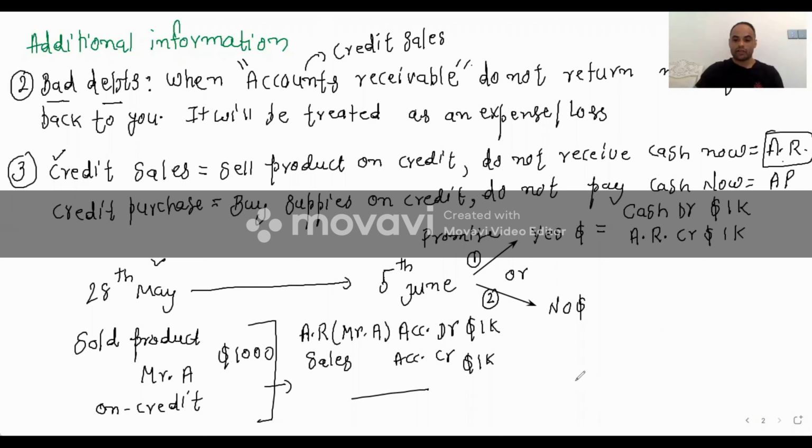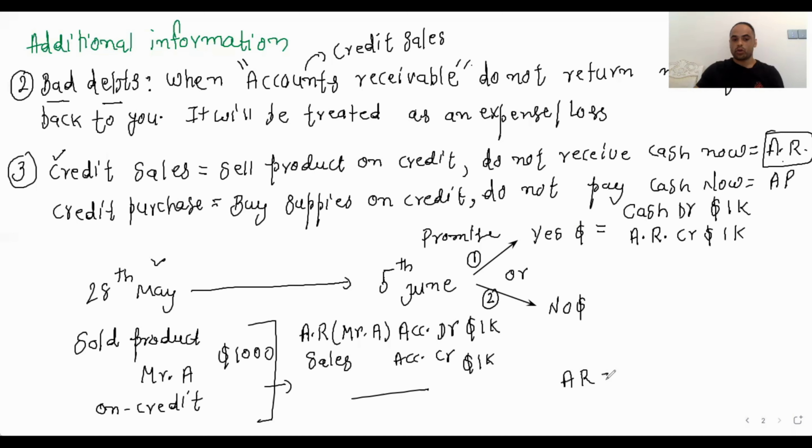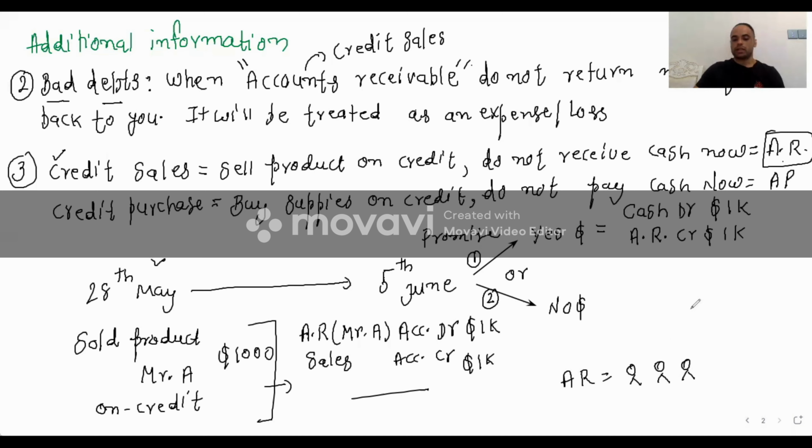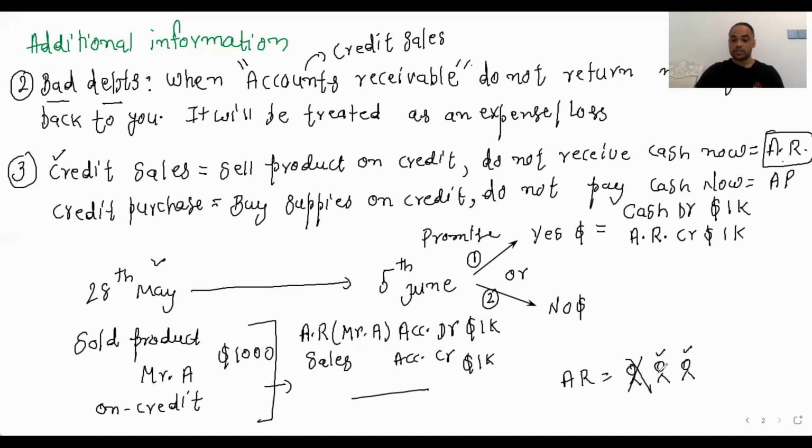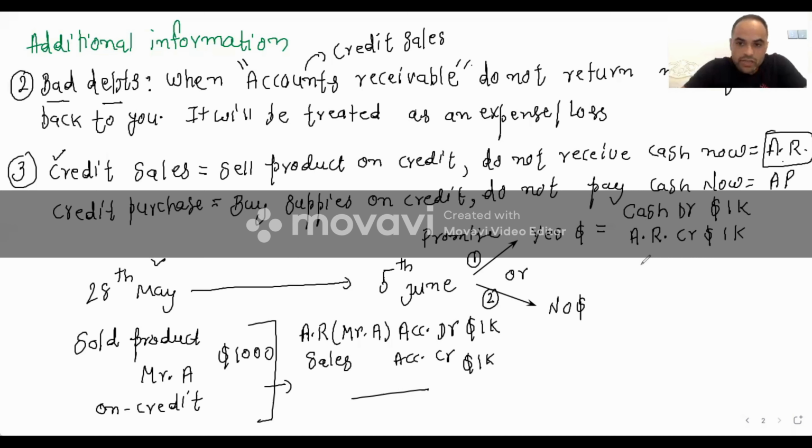Let's say you have three accounts receivable. On the 28th, you sold product to three different customers, Mr. A, Mr. B, and Mr. C. All these three people will pay you money later. When you receive money from Mr. A, accounts receivable reduces. When you receive money from Mr. B, accounts receivable reduces. That's the meaning of accounts receivable credit. So cash debit, accounts receivable credit. And obviously accounts receivable is an asset. When assets reduce, you credit.